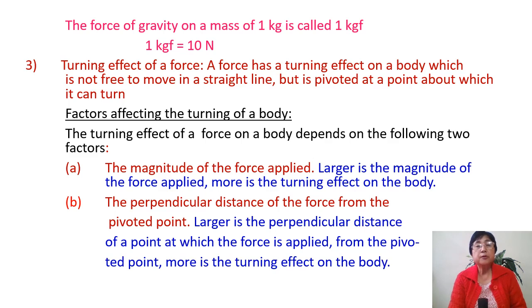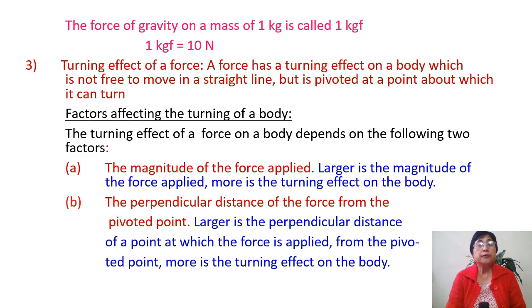Whenever we apply a force upon a body, it depends upon the body whether it's free to move in a straight line or not. If you think about a body which is pivoted at a point, then it will not be free to move in a straight line. If you think about a seesaw, it is pivoted at one point, so it will not move in a straight line when you apply a force to it. Instead, it will rotate up and down, okay?